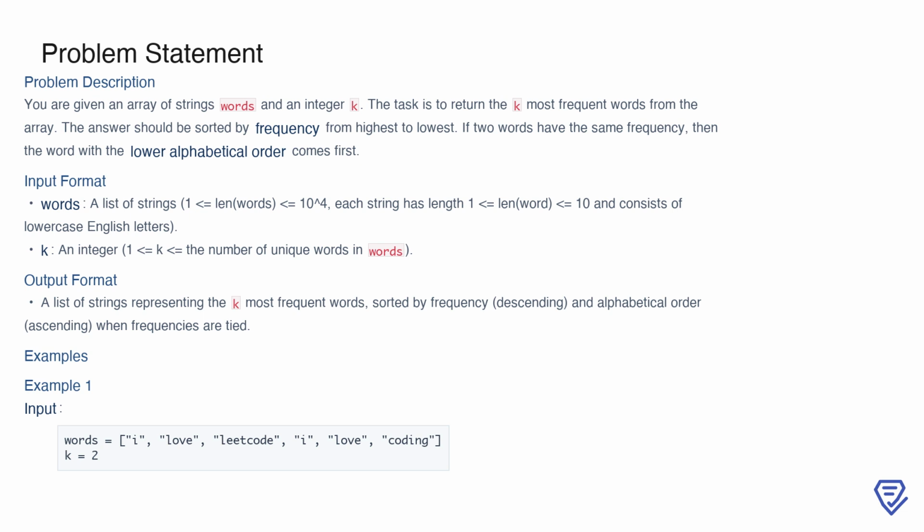The input includes a list of strings, where the length of the list is between 1 and 10,000, and each string consists of lowercase English letters with a maximum length of 10. The integer k will always be at least 1 and at most the number of unique words in the array. The output should be a list of the k most frequent words that adhere to the specified sorting rules.